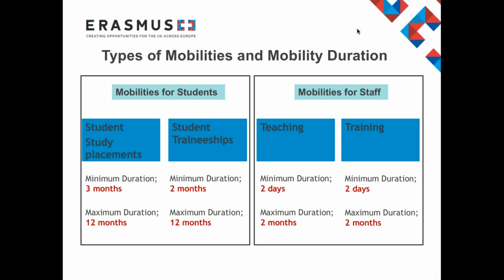There are teaching and training opportunities for staff as well. So teaching at partner higher education institutions and training mobilities for staff must be from 2 days to 2 months long. Please note that funding cannot be used to send staff members to attend conferences. Only staff members that hold a contract of employment with the organisation receiving funding can apply for Erasmus Plus staff mobility.